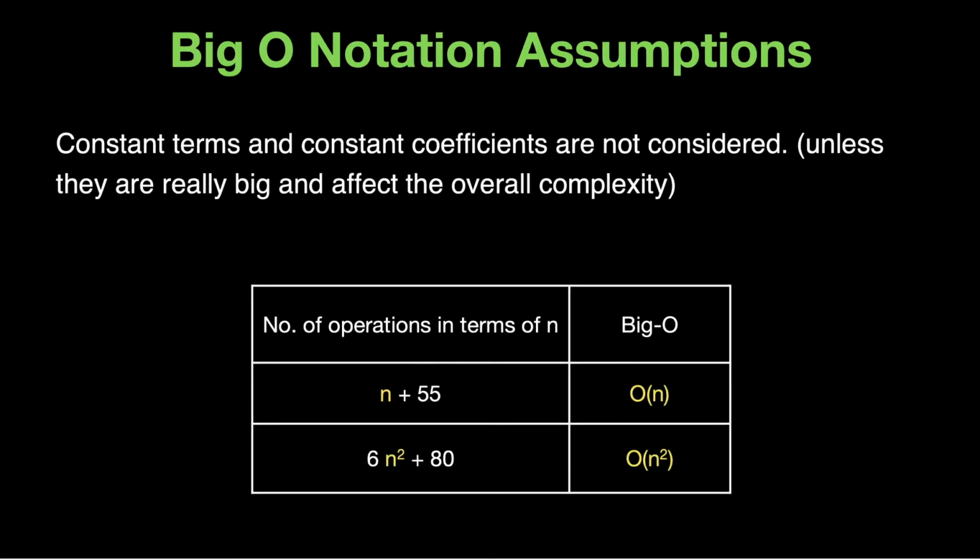And then we make some assumptions on big O notation. Actually, the constant terms and constant coefficients are not considered, because we are only really concerned about the upper bound, right? We are concerned about the highest order term. So for n plus 55 operations, we will say this big O will be O of n. We will just ignore this 55, right? So if we say 6n squared plus 80 operations are needed, then the class will be O of n squared, because we will just ignore the 80 and 6 part.